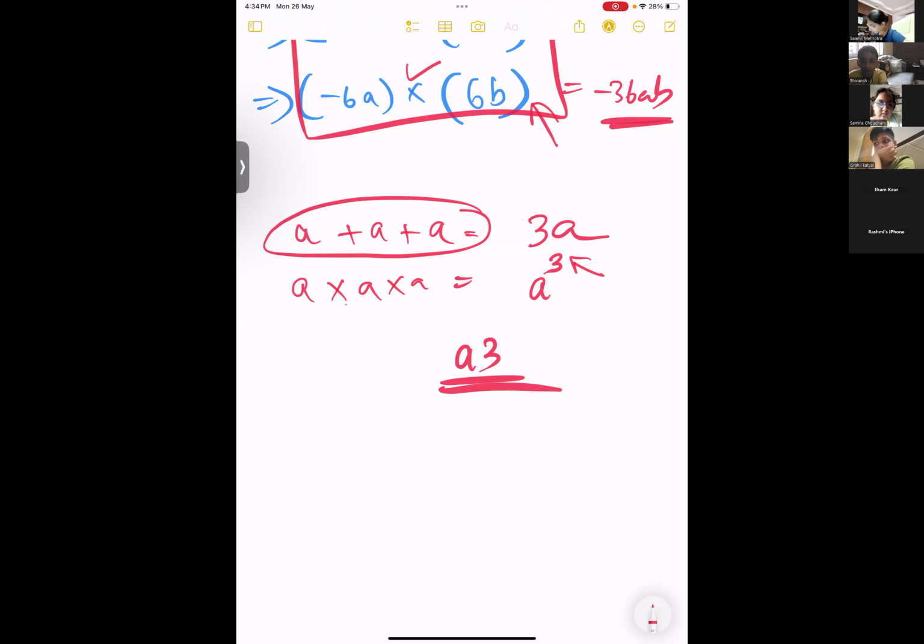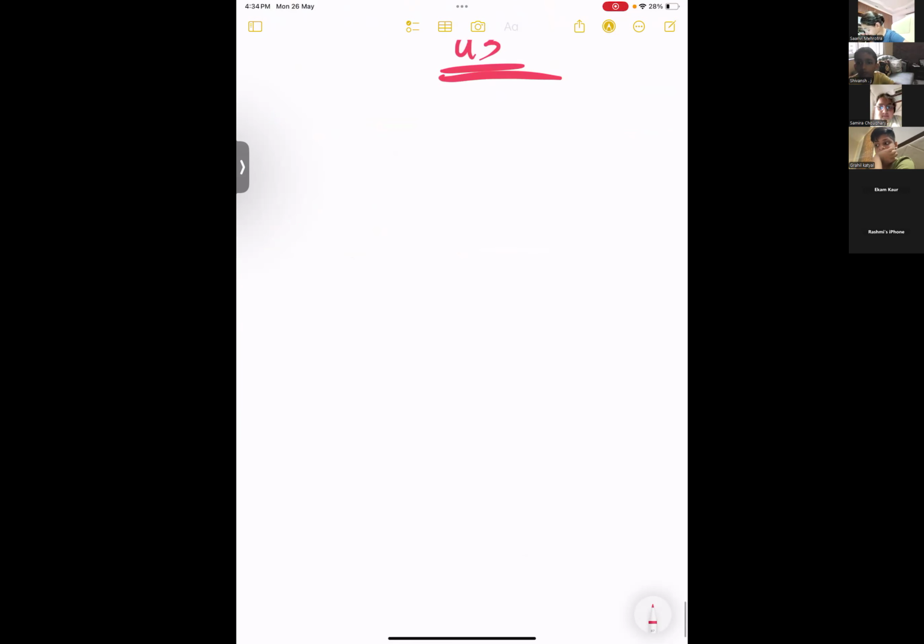Shall we practice more on this concept? Yes, ma'am. Chalo, isko karte hain. Ma'am, a plus b plus 2b. Give me the answer. Are we adding first? Minus 6a, ma'am, plus 2a plus 3b. Ma'am, 2a plus 3b.